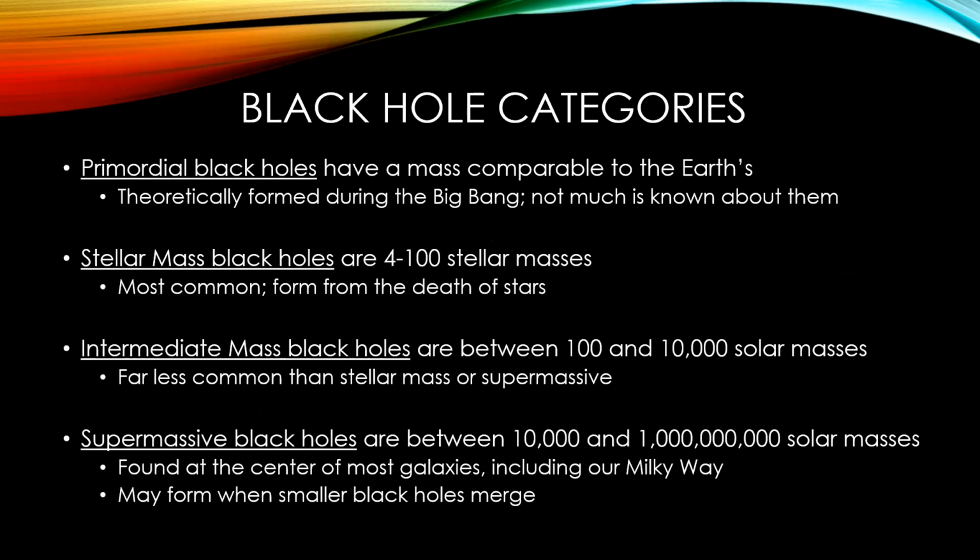Intermediate mass black holes are far less common, but are 100 to 10,000 solar masses. Finally, supermassive black holes are between 10,000 and 1 billion times the mass of our sun. They are found at the center of many galaxies and may form when smaller black holes merge.